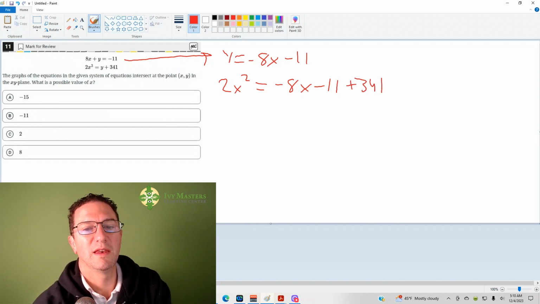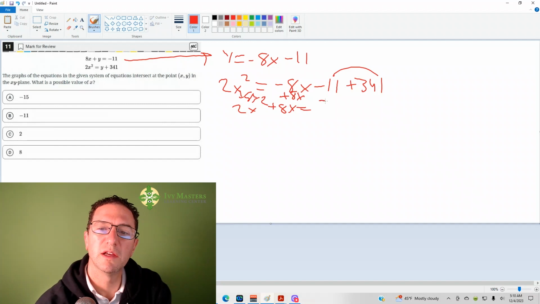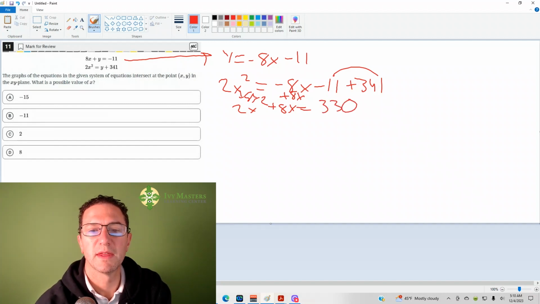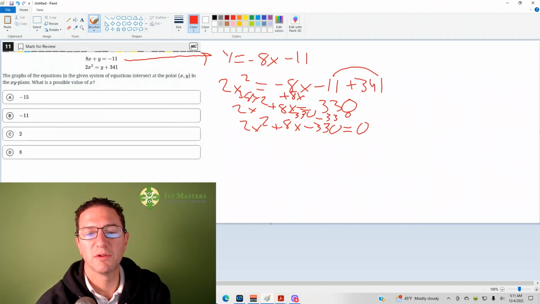And then in order to solve this, with quadratics you should always set equal to 0. So I'm going to add 8x to both sides. And then I get an 8x on this side, and I can combine my like terms over here. It's going to equal 330. And now 2x squared plus 8x, I could subtract that 330 from both sides, and I get minus 330 equals 0. And notice here the greatest common factor is 2.